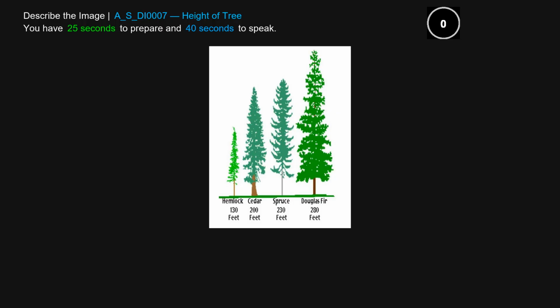This picture gives the information about the height of trees. There are different types of trees like hemlock, cedar, spruce, Douglas fir. The smallest one is a hemlock that was 130 feet, and the biggest one is a Douglas fir that was 280 feet. And there are different types of colors like brown, white, green, and overall it was an informative picture.